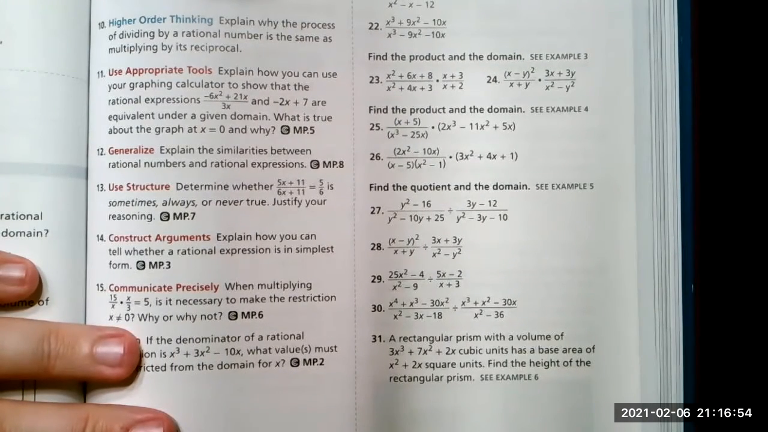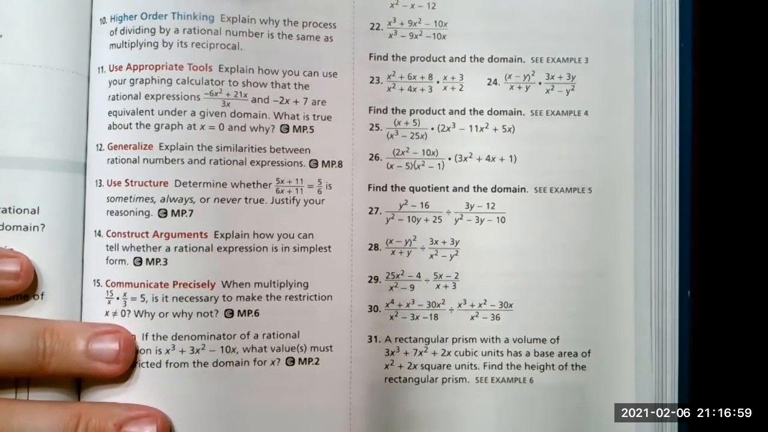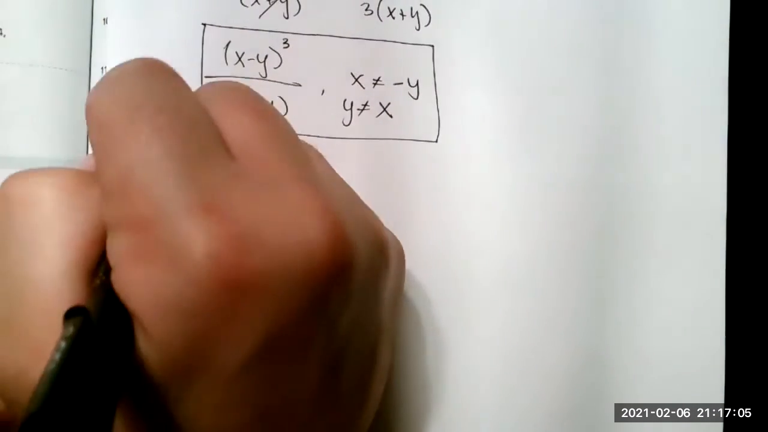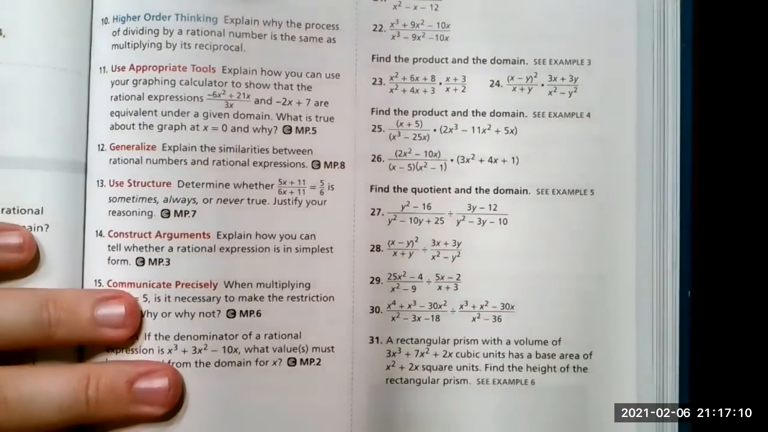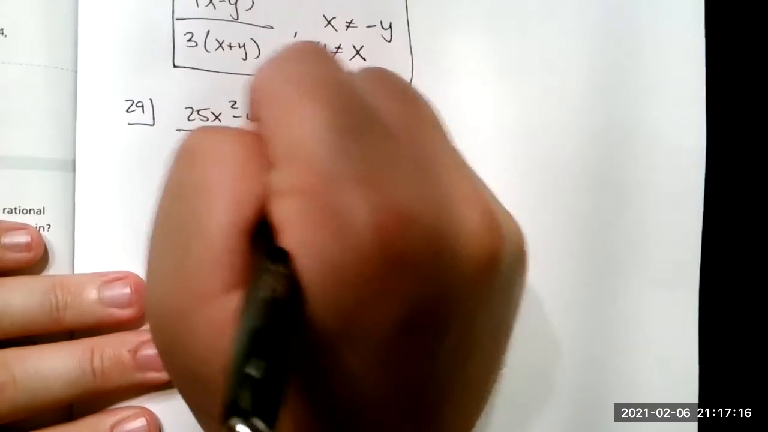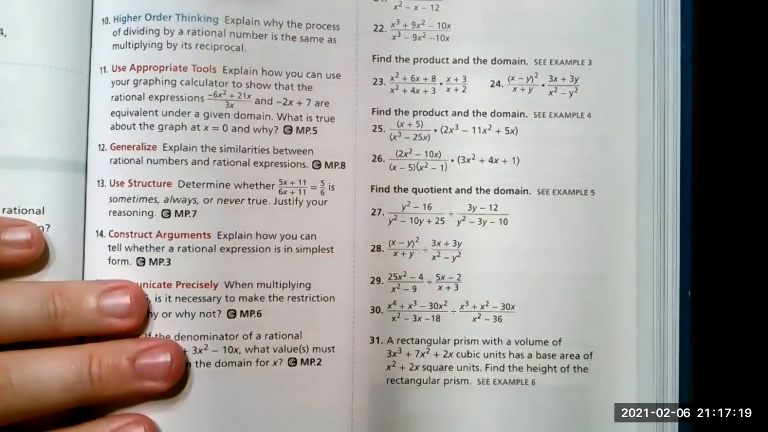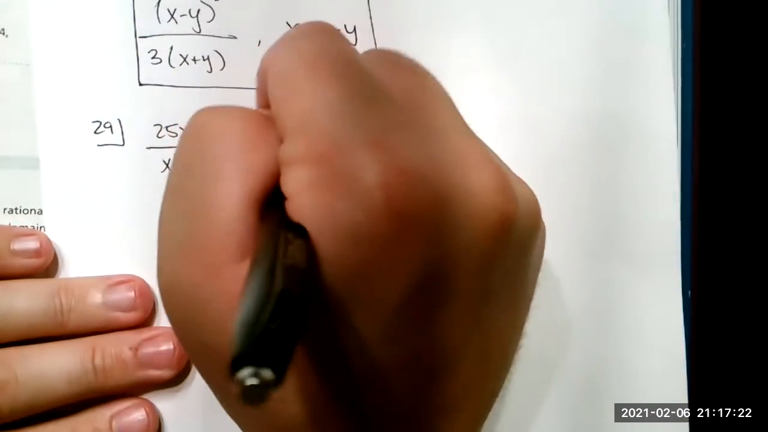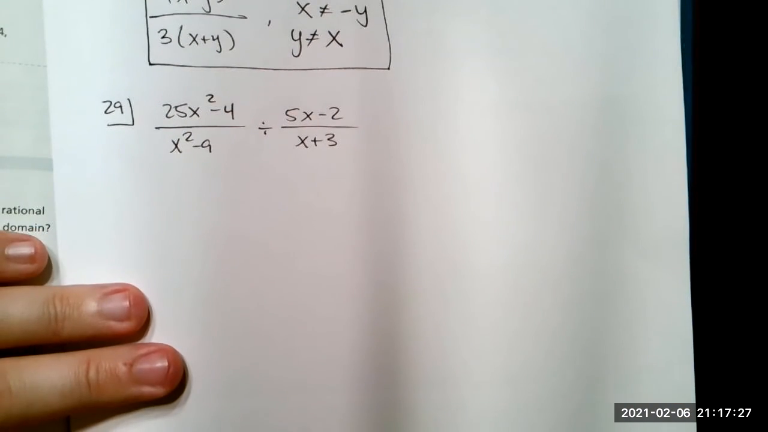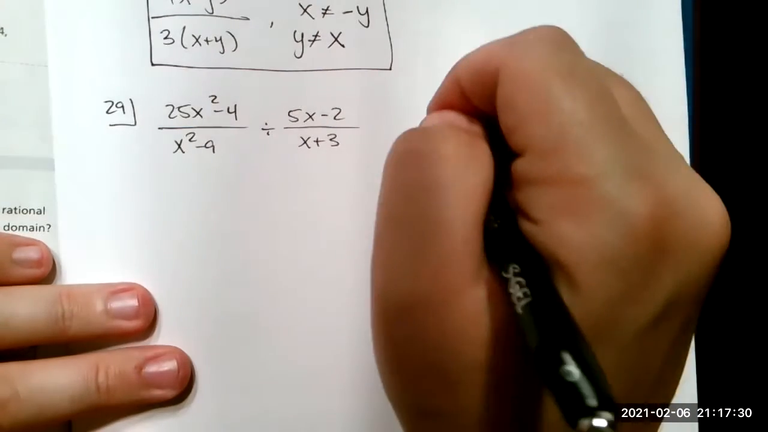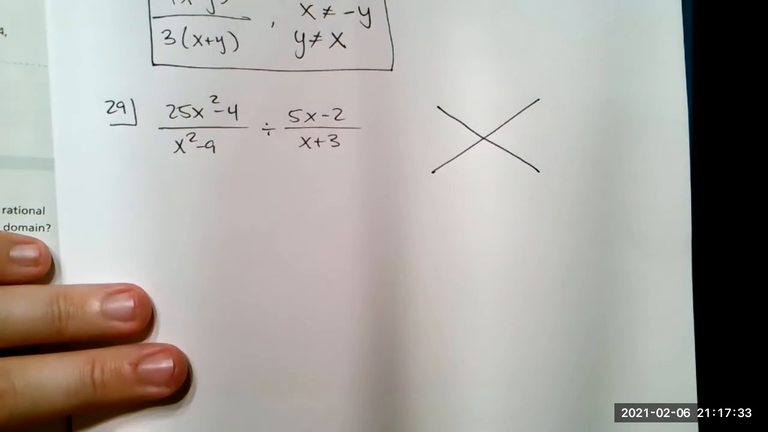Number 29: 25x squared minus 4 over x squared minus 9 as my denominator, divided by 5x minus 2 over x plus 3. Okay, so there's 29. My numerator is a quadratic, so I'm going to set myself up with a cross.